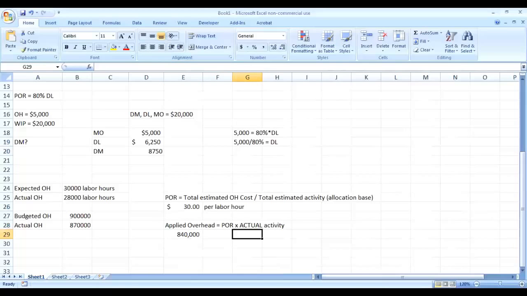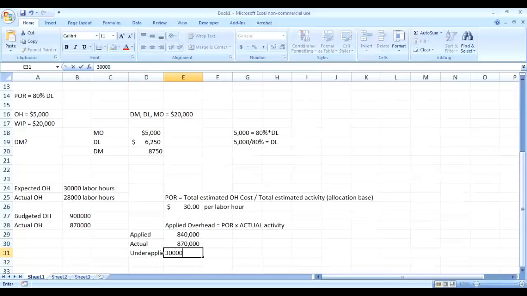Versus your estimated 900,000. We estimated it'd be 900 for the year. We've applied 840. So you're underapplied. But remember, the comparison is between my applied and my actual, not your budget. So we actually incurred 870 in costs. I applied 840, so I'm underapplied by 30,000.